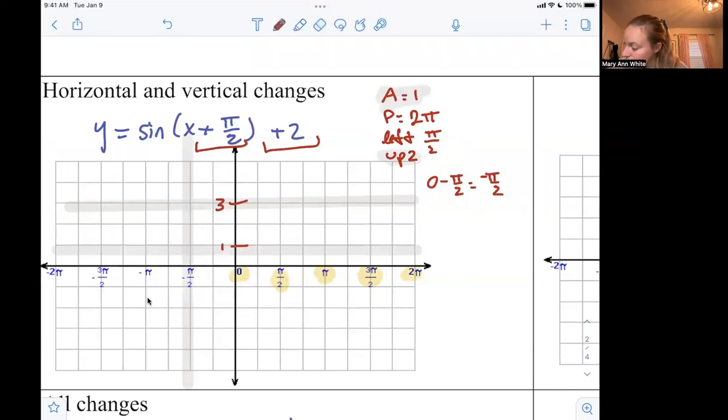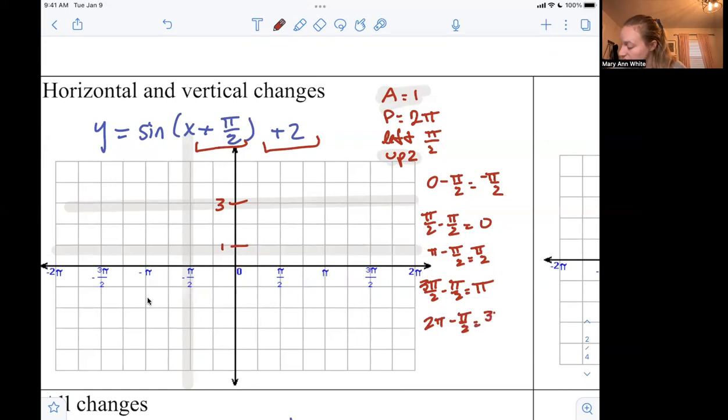Okay. Now we'll do pi over 2 minus pi over 2. Okay, that's 0. So I'm still going to have a point at 0. Now I have to do pi minus pi over 2, which is like 1 minus a half. So that's just going to be 1/2 or pi over 2. 3 pi over 2 minus 1 pi over 2 is 2 pi over 2 or just pi. And then 2 pi minus pi over 2 is going to be 3 pi over 2. So my last point is actually here at 3 pi over 2.